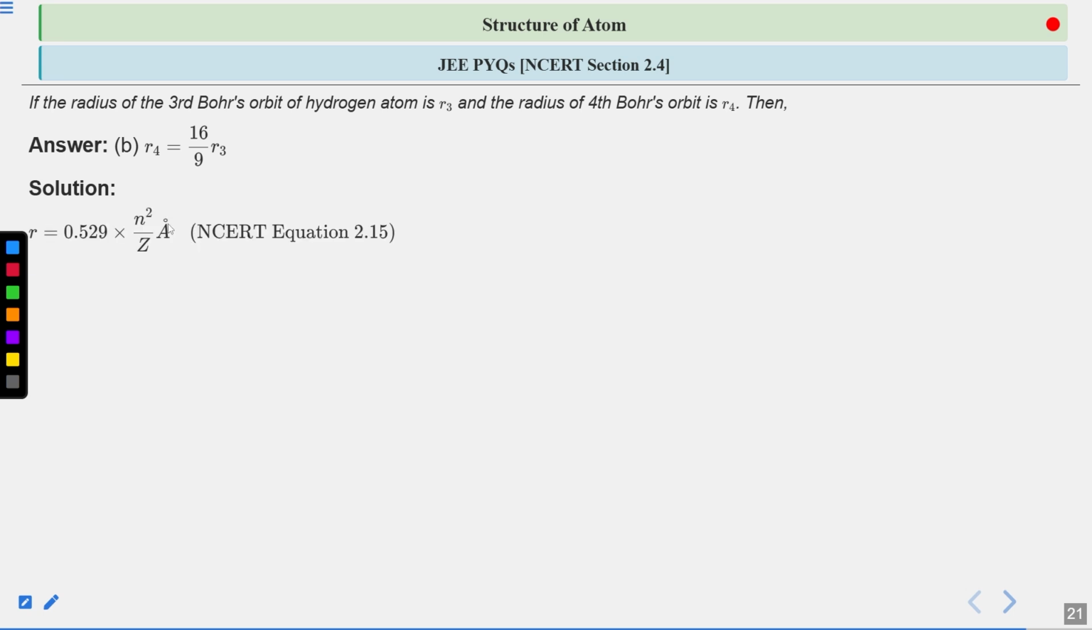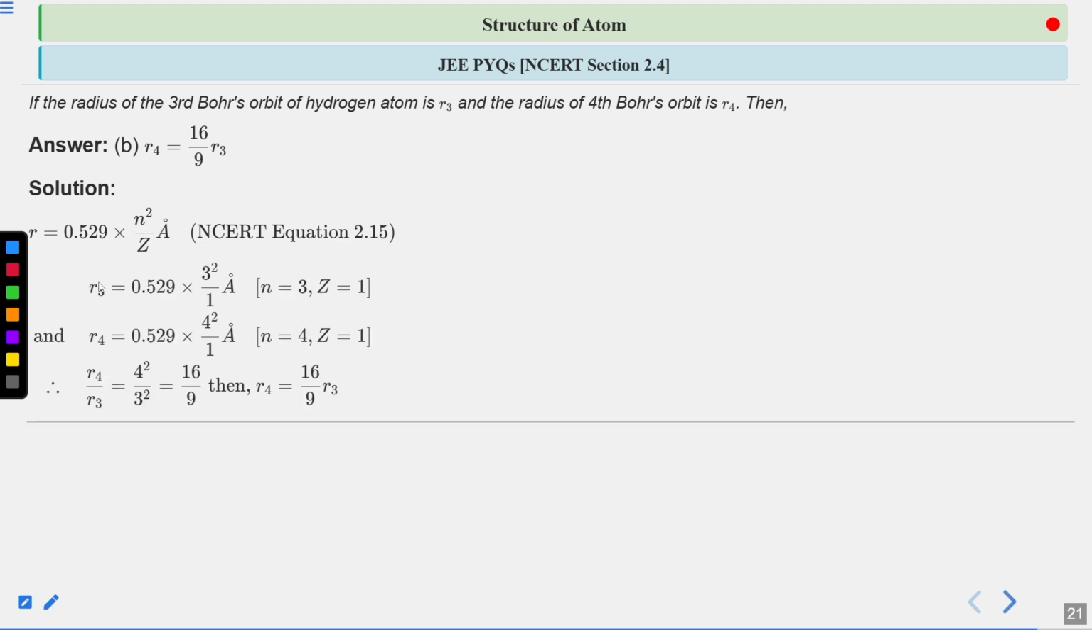The radius of the nth orbit is given by the formula 0.529 n square by z. Now, applying this formula to the third shell, we get this equation where we take n as 3 and z as 1, because we are interested in the hydrogen atom in both cases. Similarly, for r4, we take 4 square by 1. Now, this is in angstrom. You can take it in any unit, but both of them should be in the same unit. Only then will you be able to calculate their ratio.